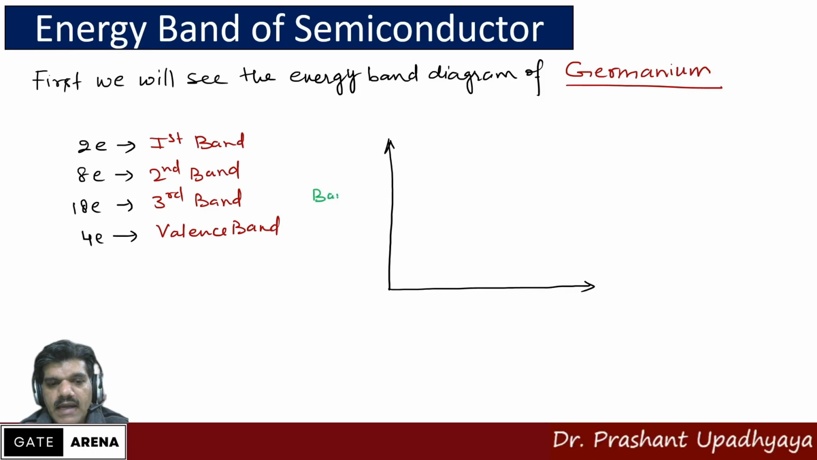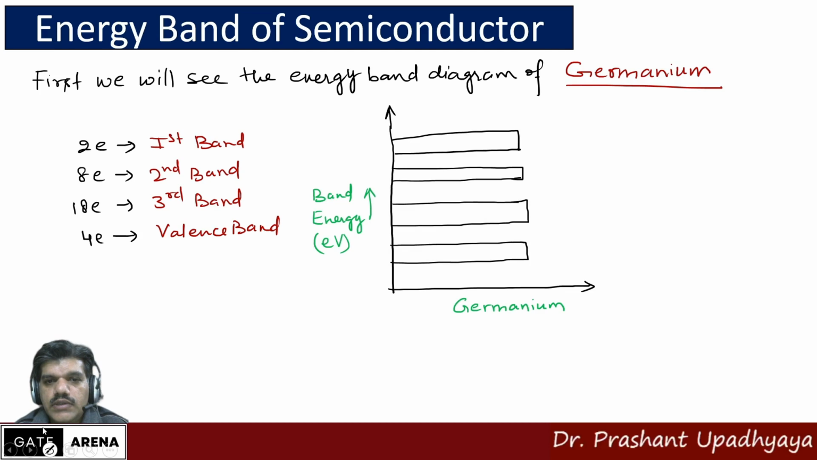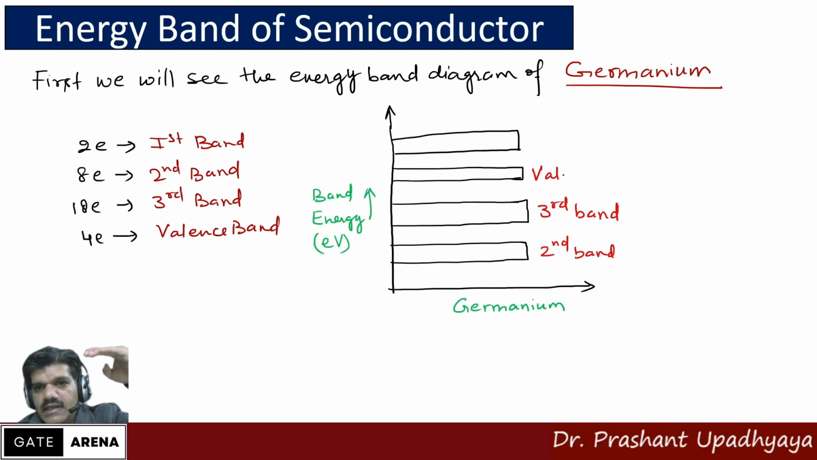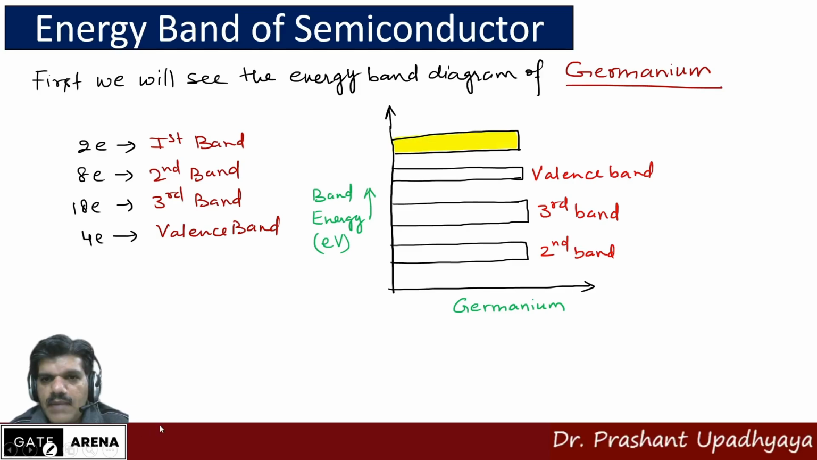We will be writing the band energy, and it is given in electron volts. Since we are drawing it for germanium, I will write germanium here. The lower band, starting from the second band, then we have the third band, then the valence band, and then the conduction band. This I'm highlighting with yellow color, so this one I'm writing as the conduction band.